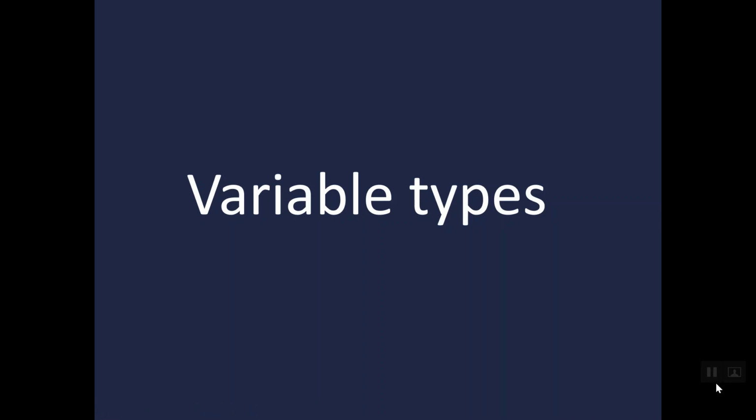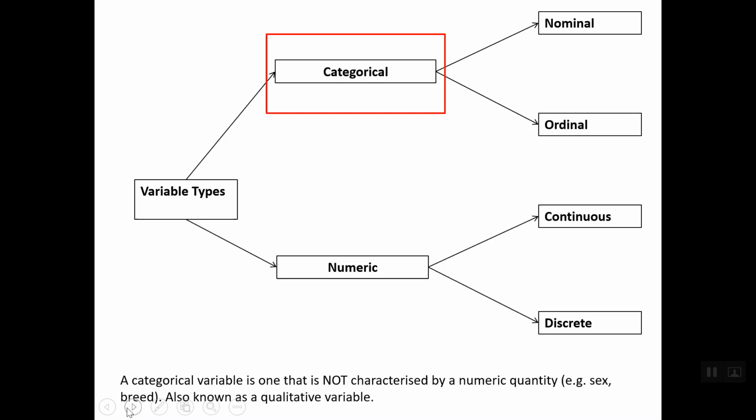Hi, we're going to discuss the different types of variables that you might find in a data set. So basically, the easiest way to think about variable types is that we can divide them into categorical or numeric, and then the categorical variables are further divided into nominal or ordinal, and the numeric variables are further divided into continuous and discrete. And we're going to step through each of these one by one.